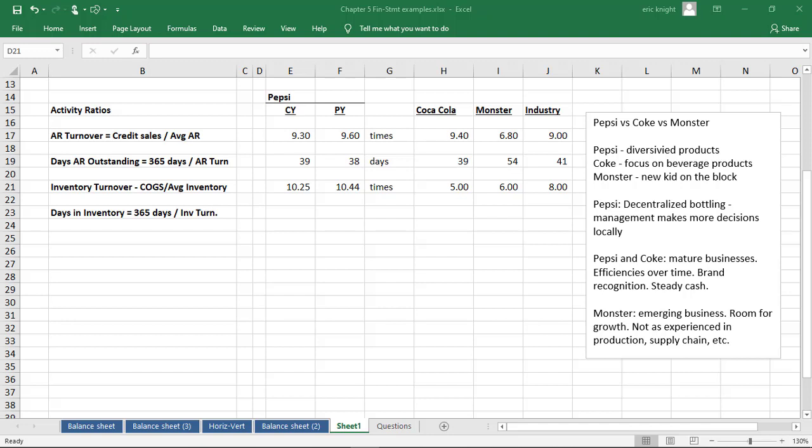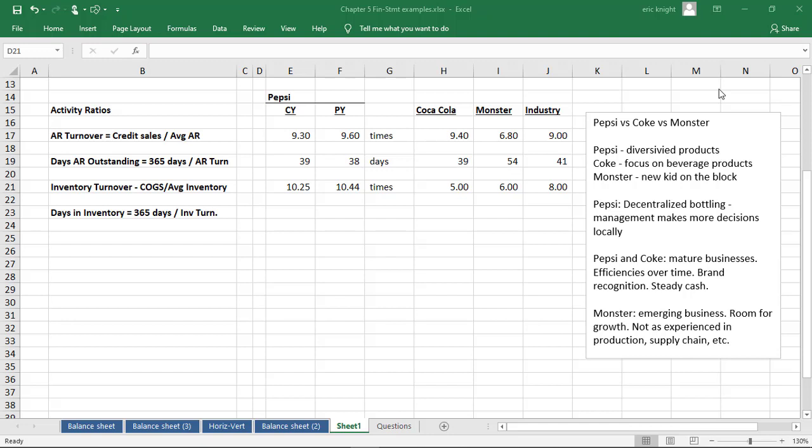And we see that Pepsi is doing a much better job turning their inventory over than Coca-Cola. Now, they've lost a little ground between the prior year and the current year. However, they're doing much better than Coca-Cola and Monster too. And they're even beating the industry. So this might play into the story about how Pepsi is diversified and allowing the management at a local level to make decisions about what people around there want to drink or want to eat as snacks. So that might be the part of the story that works with this ratio.